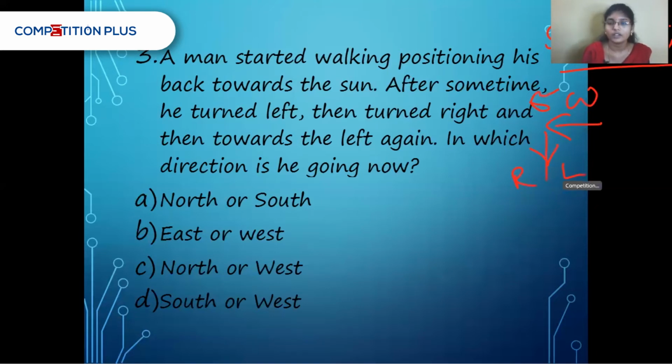Now he's moving right. That is the third turn. The point is, he's moving towards his right. And then again turning towards the left. So this is his right and this is his left here. So again moving left. In which direction is he going now?